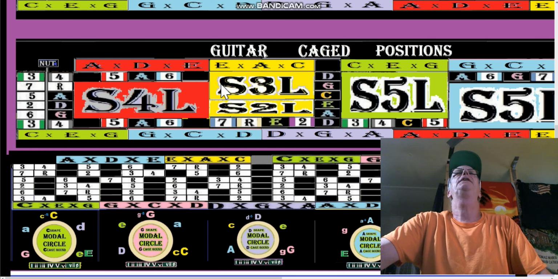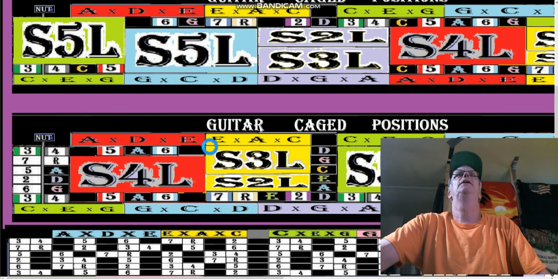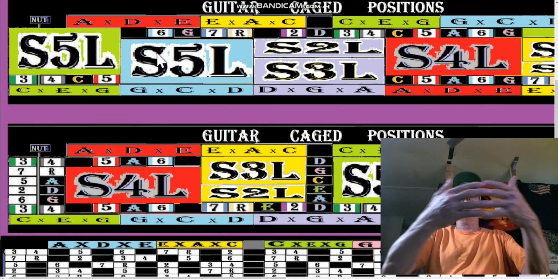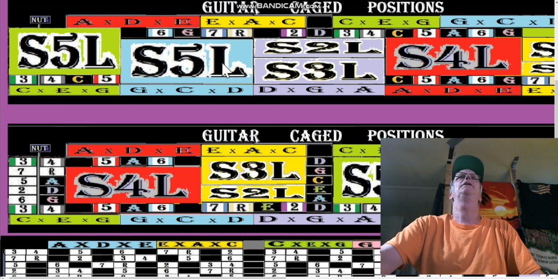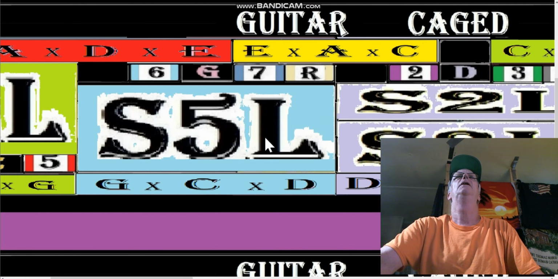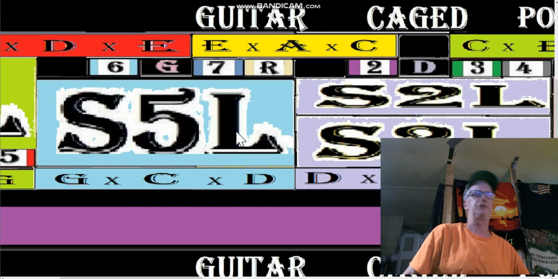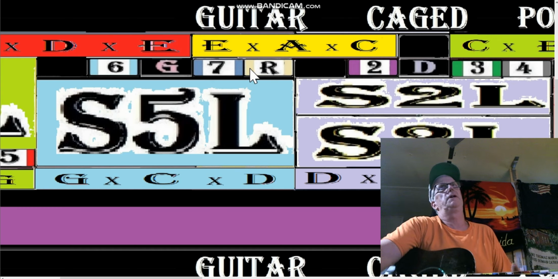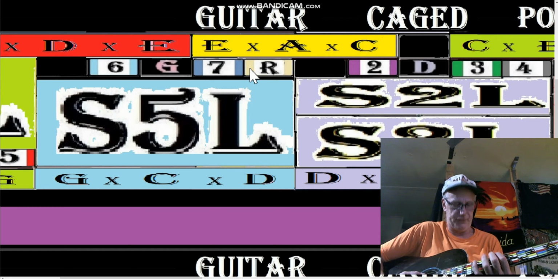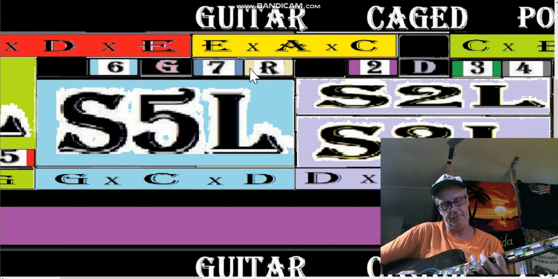So we did some stuff with the A shape. What's next? Now, according to CAGED, so we got C, A, and then G. We did a lot with the G. The G is the S5L. Remember, it's going to start on the 6th. You got your G shape there as a reference anyway. The 6th of C is A.